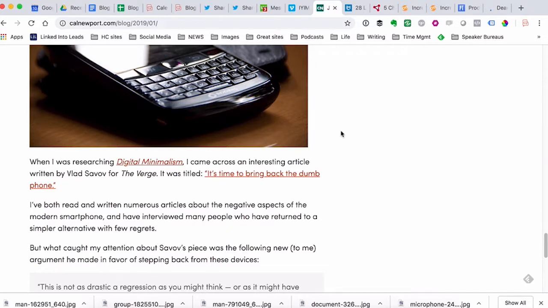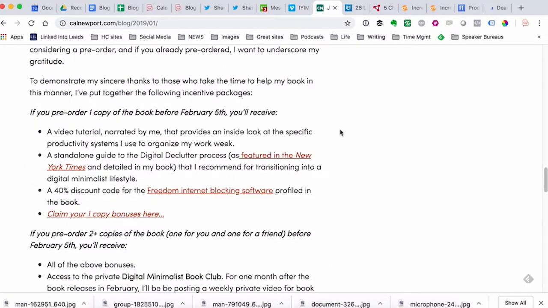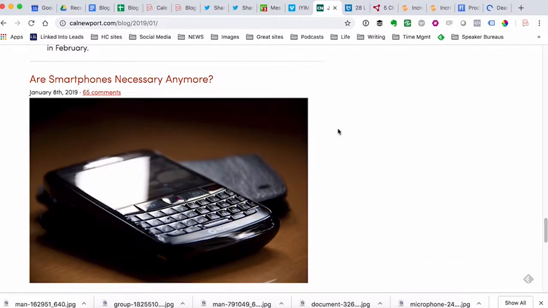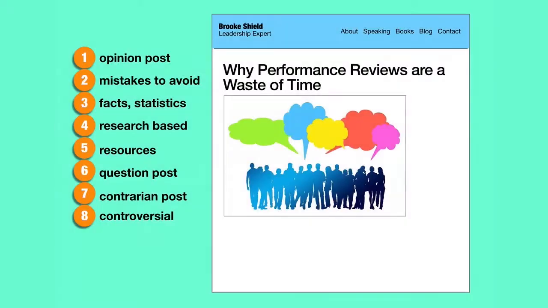So another really neat way to carve up your main topic. In his case, he's all about productivity and minimalism, and to actually pick a theme like that is going to stand out because it's different than what we normally talk about. It's a different approach. It's controversial.